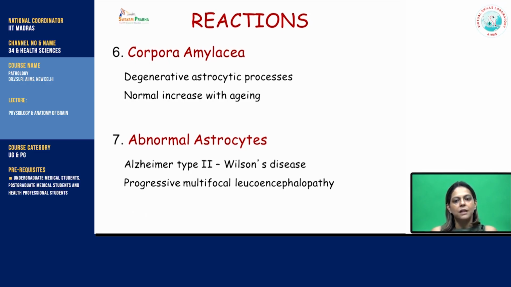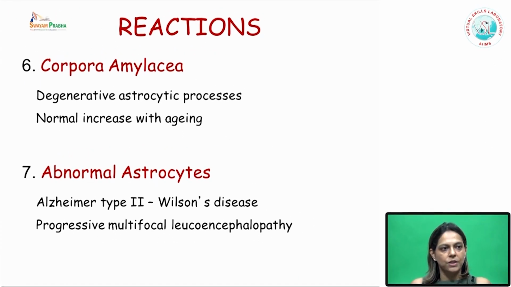So this covers the reactions of astrocytes to injury. Okay, in the form of loss, in the form of hypertrophy and hyperplasia, okay, in the form of presence of intranuclear inclusions, then in the form of corpora amylacea, and abnormal size of the astrocytes.